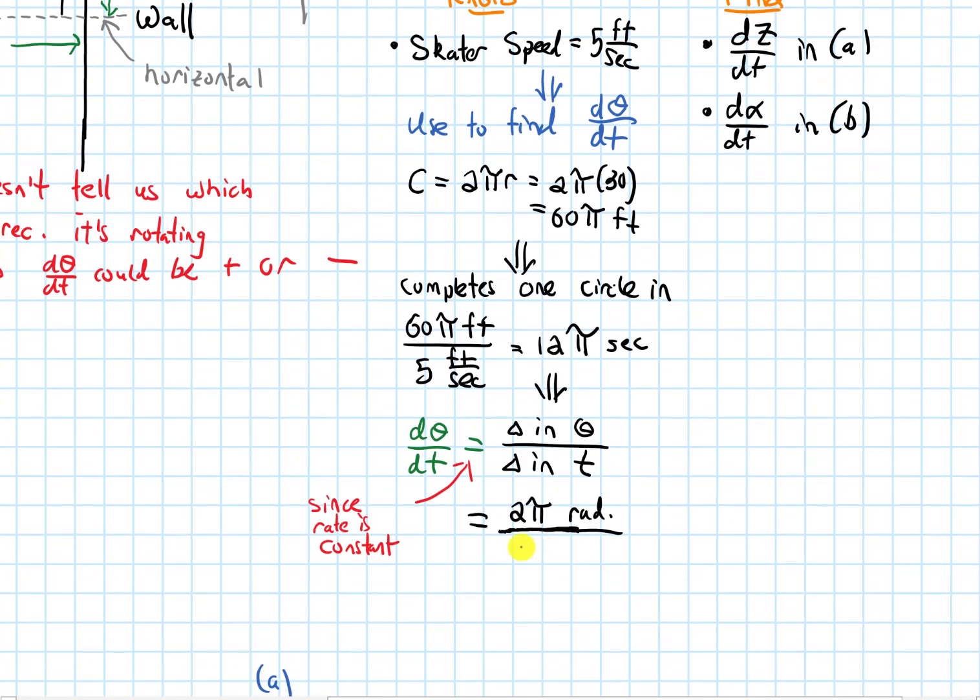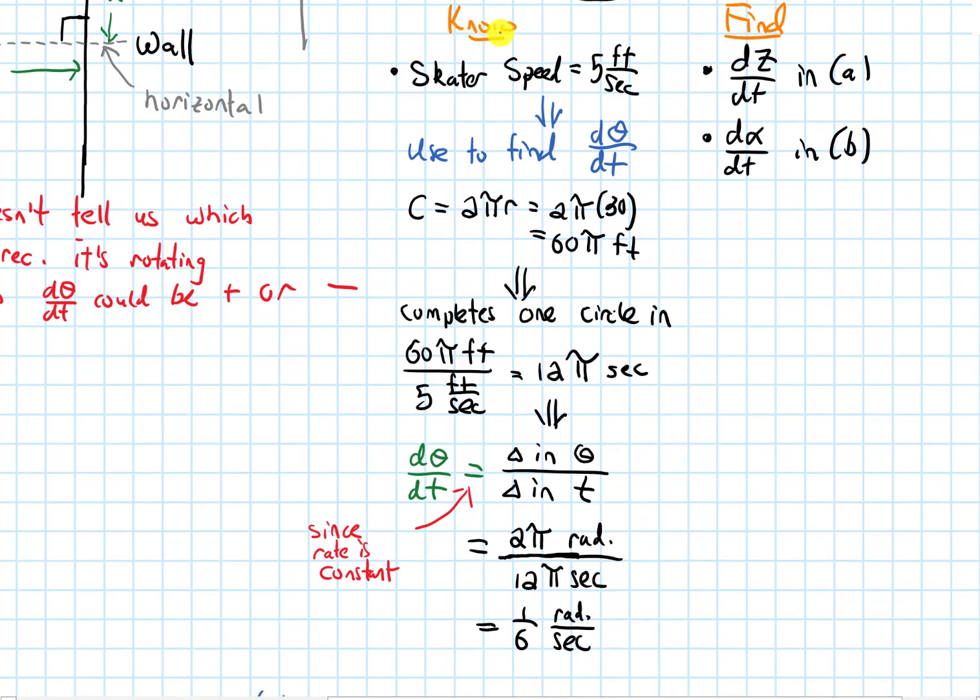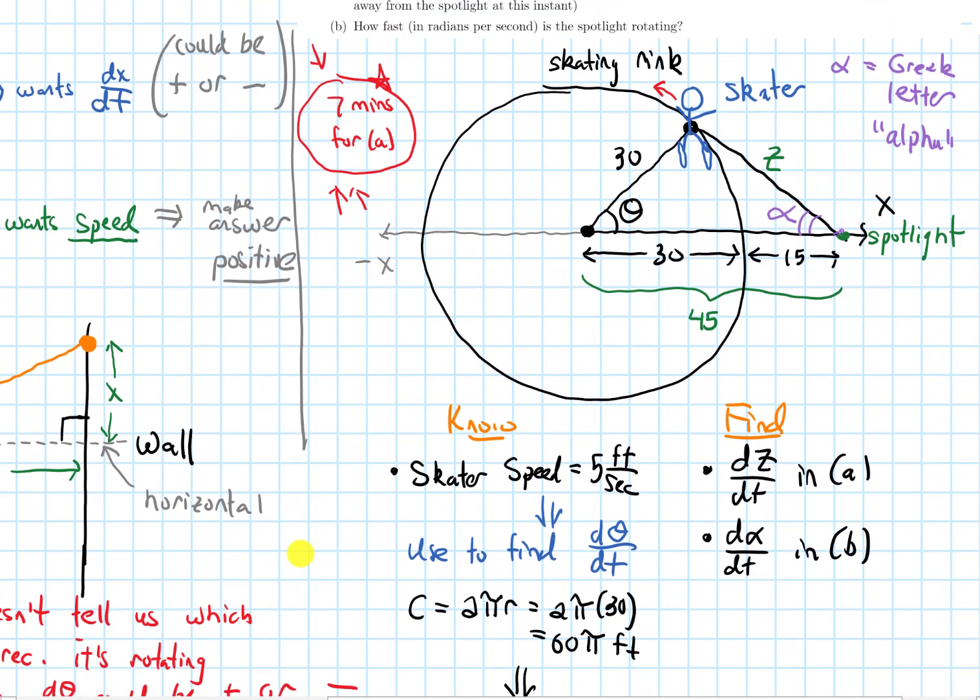So that should go on the bottom of my fraction, 12 pi seconds, and this is going to simplify. The pi's will cancel, and I'll get 1 over 6 radians per second. That's the rate at which theta is changing. Okay, so we are now good in terms of what we know and what we want to find. We need to now set up an equation.